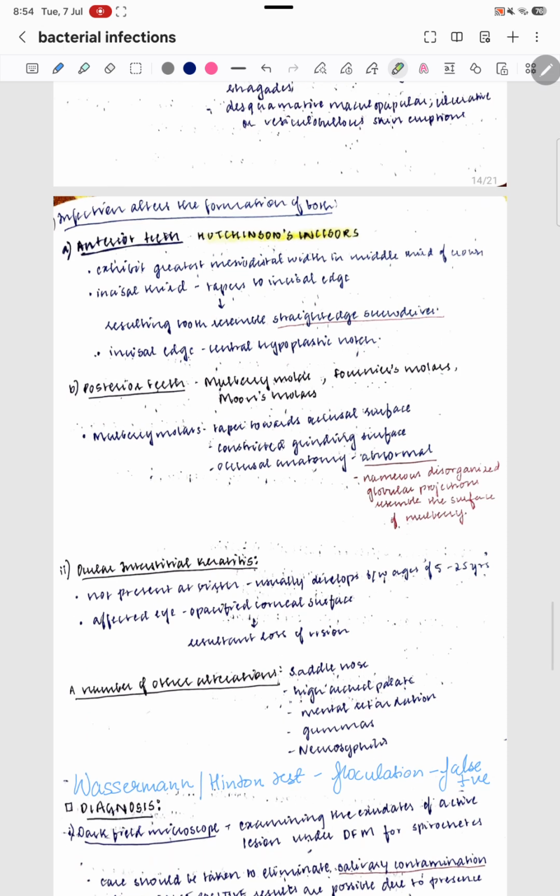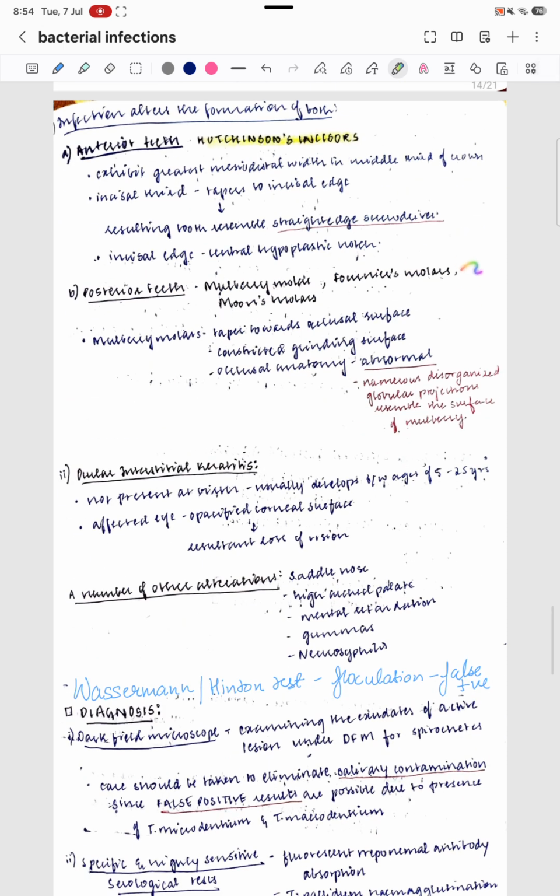Now coming to the posterior teeth. Posterior teeth have the appearance of a mulberry molar, also called Moon's molar or Fournier's molar. The mulberry molar is tapered towards the occlusal surface, meaning the occlusal surface is smaller and constricted, and the occlusal anatomy is abnormal. Numerous disorganized lobular projections resemble the surface of a mulberry.